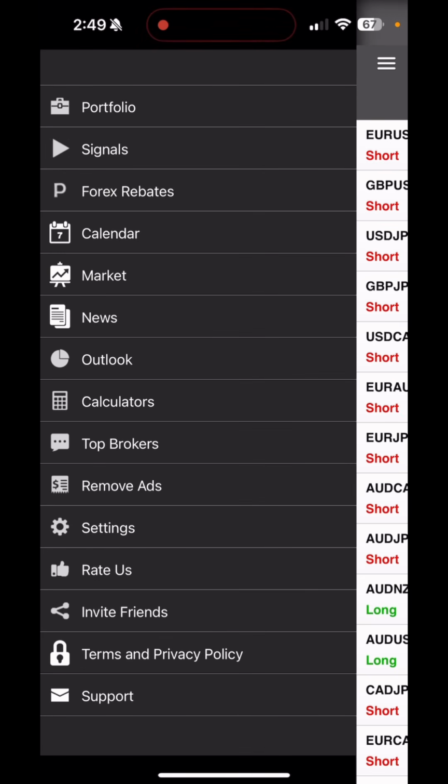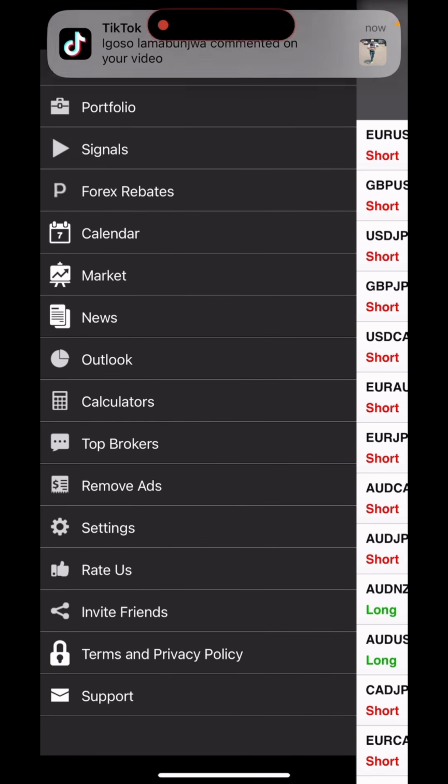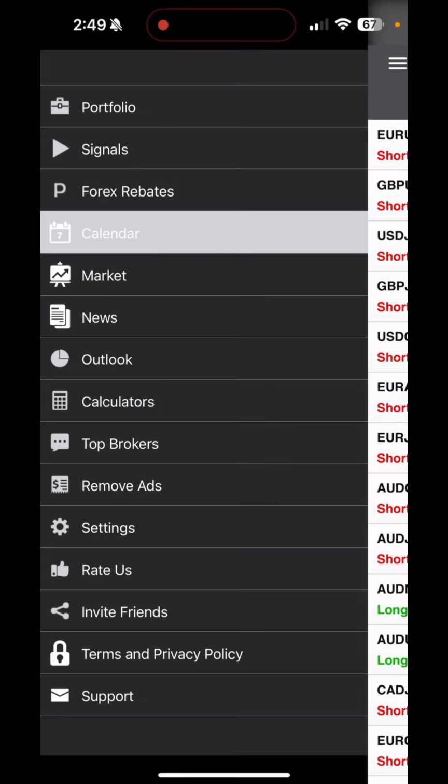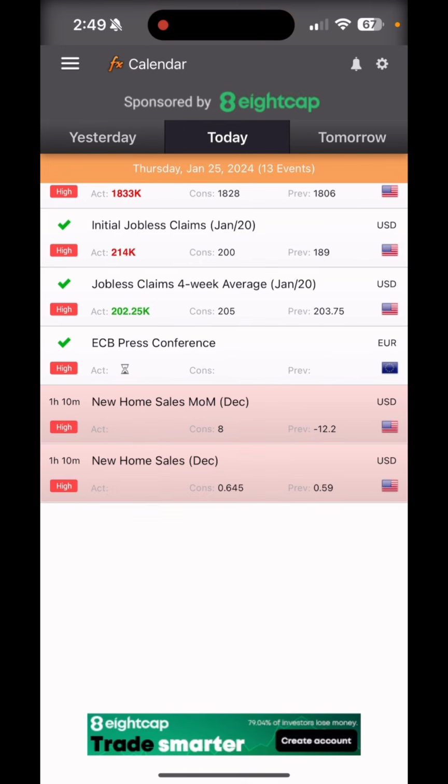All right. So now these are the things you can get from my Forex book. You can just come here and play around with it. But the part I use the most is this calendar and outlook.